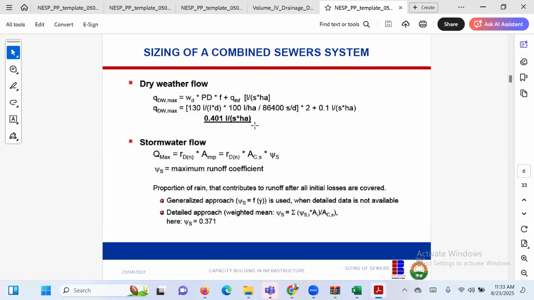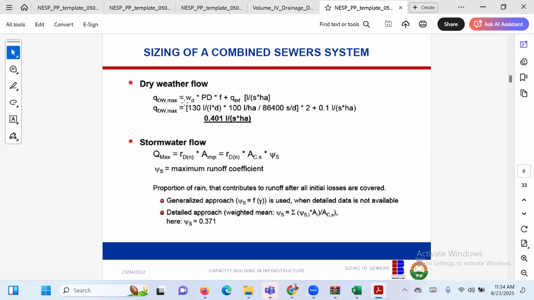So this is the amount of wastewater that will be coming in this catchment per hectare. You need to get the unit value. So this is the unit value. If you now multiply the unit value by the area, it will give you the total discharge. That's what it means. Okay? So remember this one is for sewer.